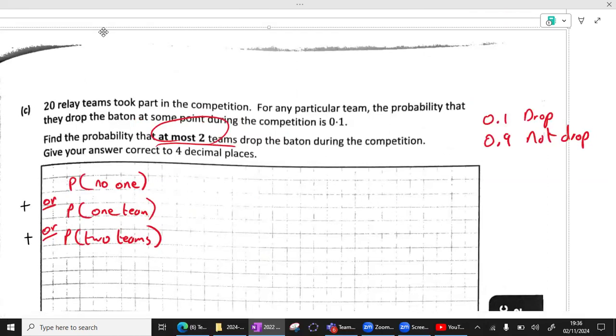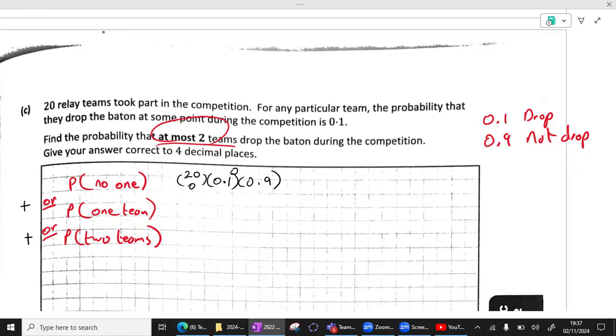Now, the probability that nobody drops it. So out of 20 teams, nobody drops it. So now I know this looks a bit strange because we're about to say 0.1. So somebody dropping it, that doesn't sound like that's your success, because remember, this is Bernoulli again, success, failure. So I know success in actuality is not dropping the baton, because you don't want to do that. But in the context of the question, dropping it is the thing we're looking for. So when we say success, it's the thing we're looking for. Whether that's good or bad in theory is beside the point. So that's why I've put the 0.1 there, 0.9.